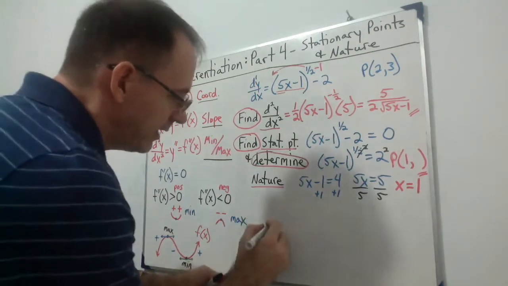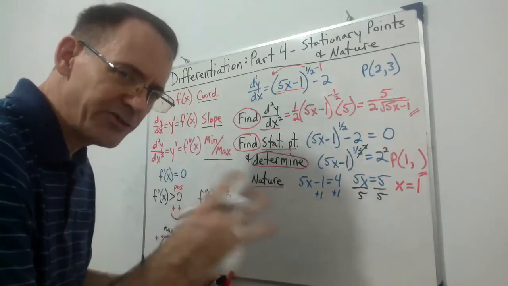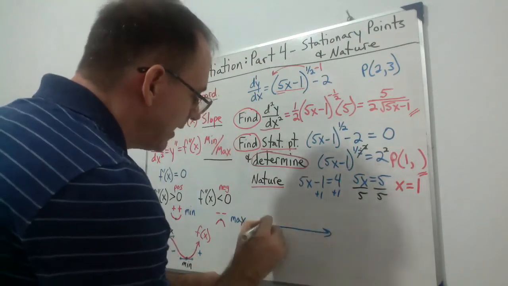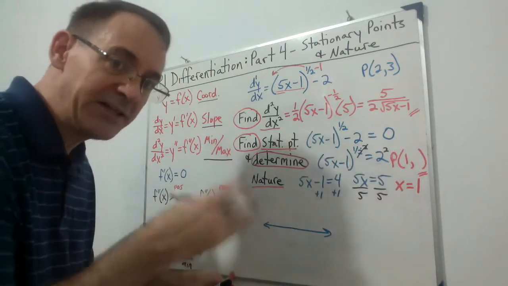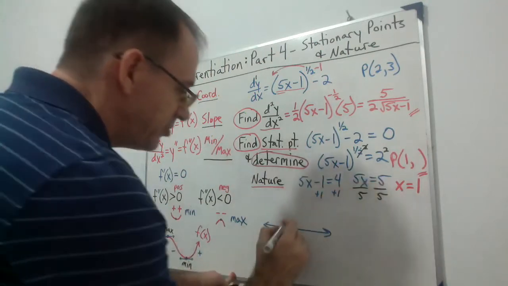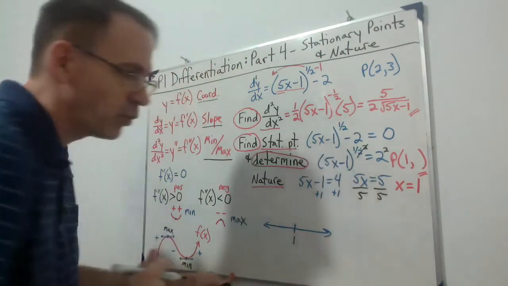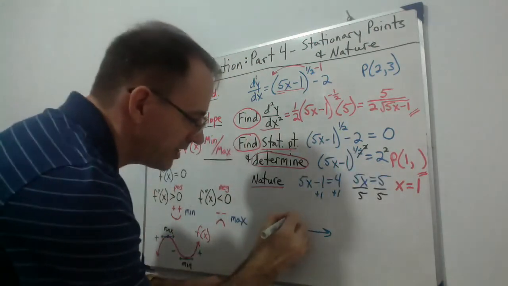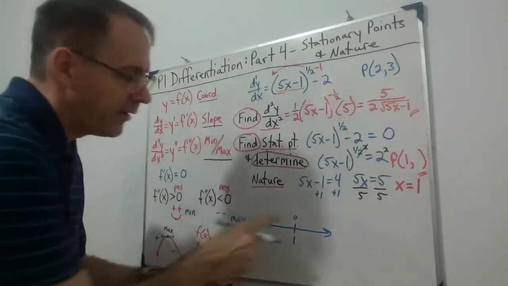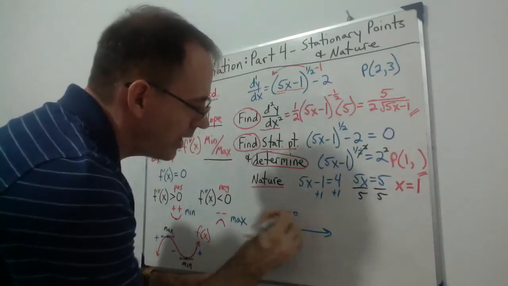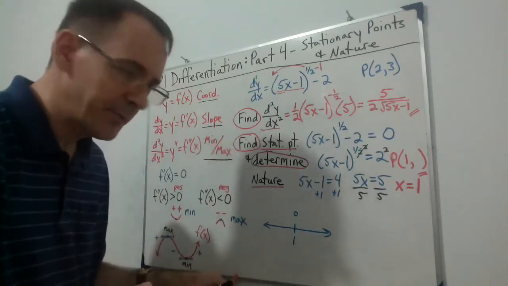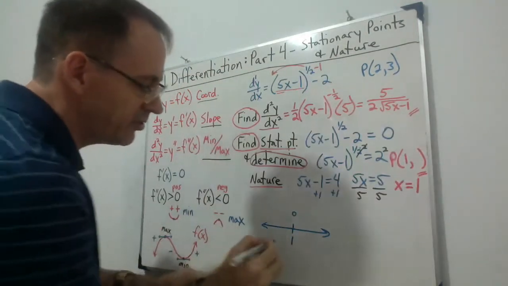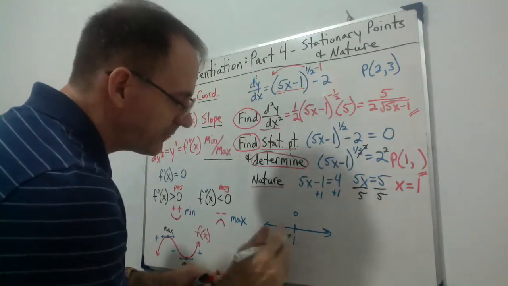Similar to our quadratic inequalities, you're going to take a number line and you're going to take your stationary point or points, it doesn't matter how many, and you're just going to put it on your number line. So here's 1. That means this is the location where our derivative is equal to 0. What we want to find out is whether this is a maximum or minimum. So if we use the first derivative test, we can pick a point to the left and to the right.